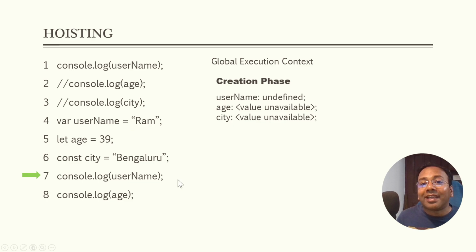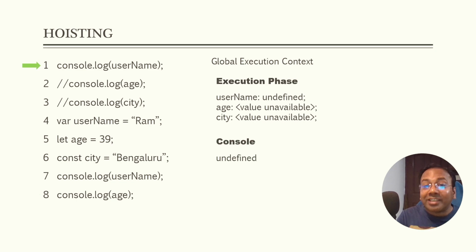Now coming to the next line, we have a console log statement having username, which is just a var variable. Nothing will be happening here because this is just a function call. It will simply ignore. Now coming to the next line, again it is just a function call to log the value to the console, so nothing will be happening. Here our creation phase will be done. Next phase will be your execution phase.